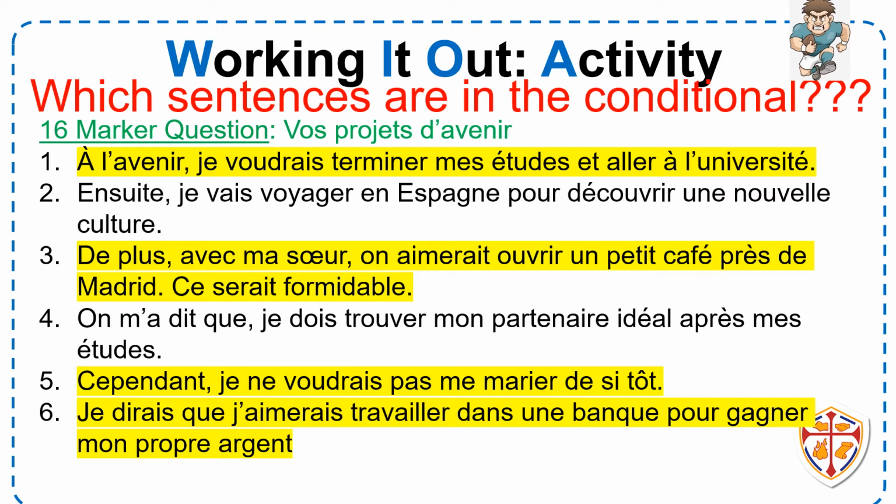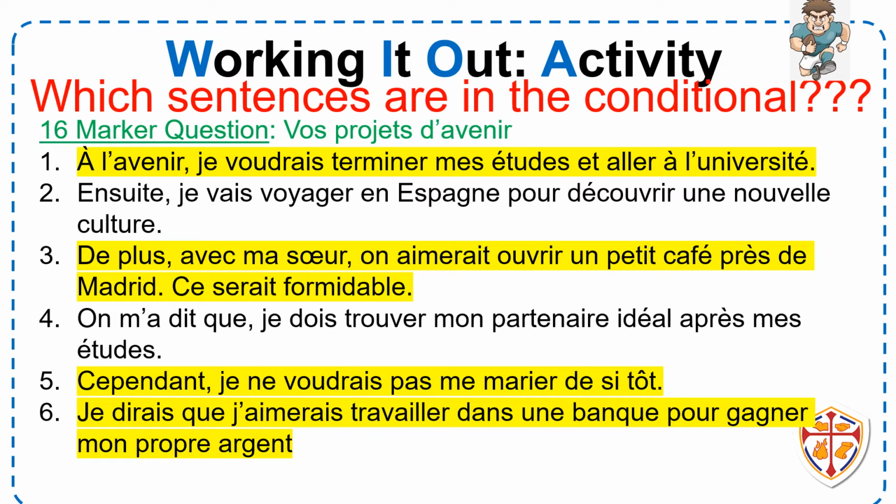On number 4, "On m'a dit que je dois trouver mon partenaire idéal après mes études" shows that with je dois trouver, they have used the present tense, therefore this is incorrect. Number 5, "Cependant, je ne voudrais pas me marier de sitôt" shows that they have used the conditional with voudrais followed by marier, therefore this one is correct.